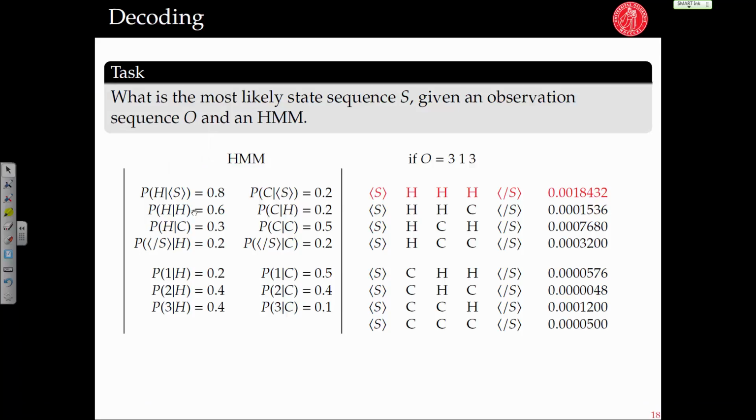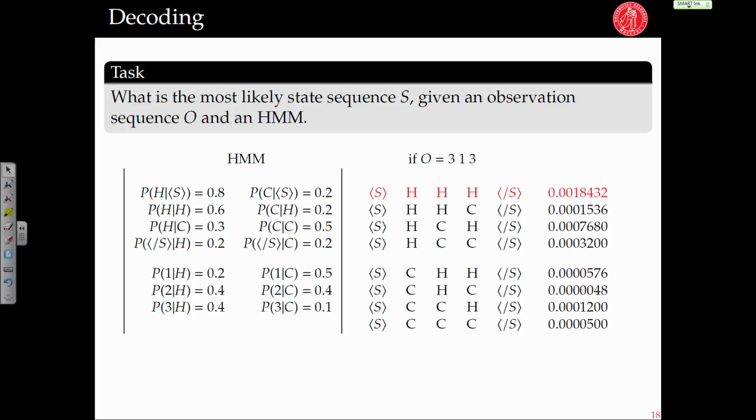Let's start again. Before the break, we introduced the problem of, actually I forgot to mention that this is called decoding, when we look for the most likely state sequence S given the observation O and an HMM. This is what we refer to as decoding. Before the break we said that we can find this sequence S by enumerating all possible sequences and computing the joint probability of each of these sequences with the observation O we have.